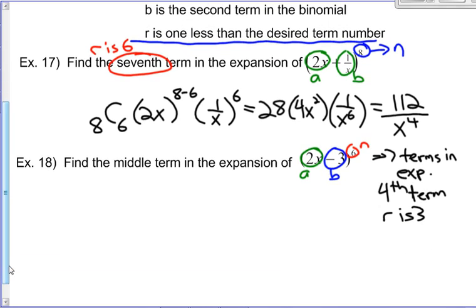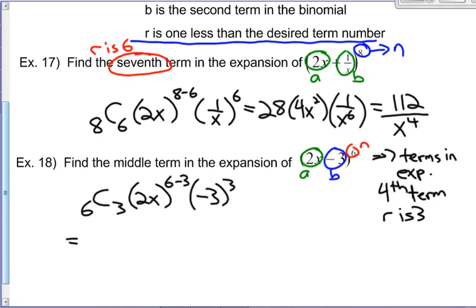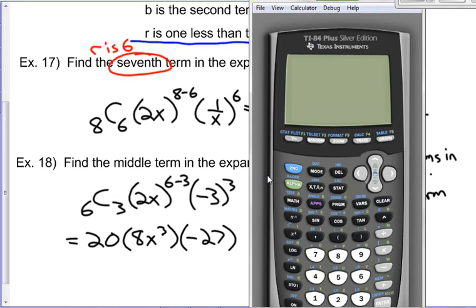Let's set this up. So it was nCr. That's 6C3, a to the power of n minus r, b to the power of r. We worked that whole thing out. 6C3 is 20. This is 2x to the 3, so that's 8x cubed. And negative 3 to the 3 would be negative 27. And now I just have to multiply those together.